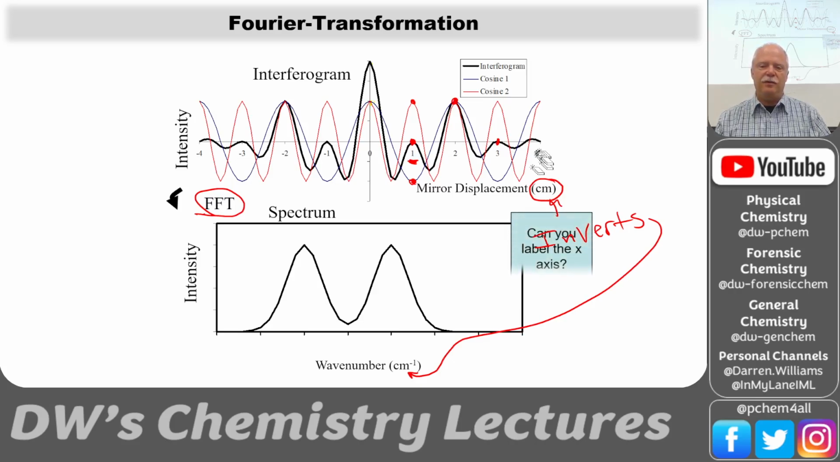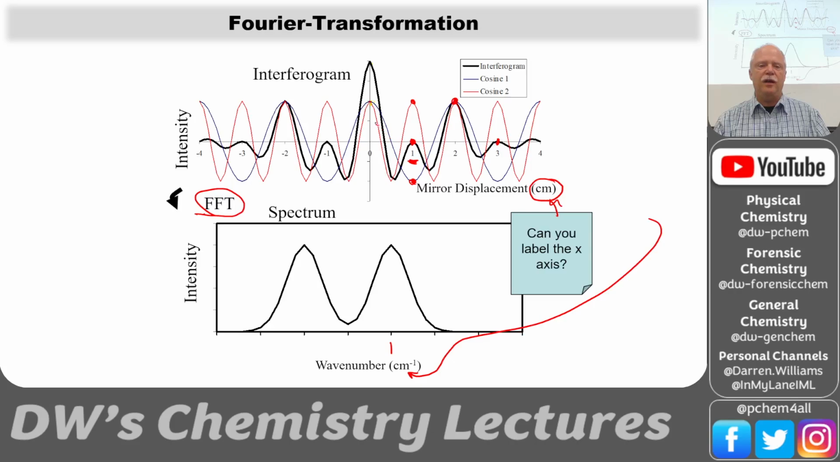Can you label these 2 peaks here? So we have two frequencies in our interferogram. What are those two frequencies? So let's just pick the red one. The red one goes down and back in 1 centimeter. So it's 1 cycle per centimeter. Per centimeter, that's a wave number. So it's 1 wave number. And so this might be 1 right here.